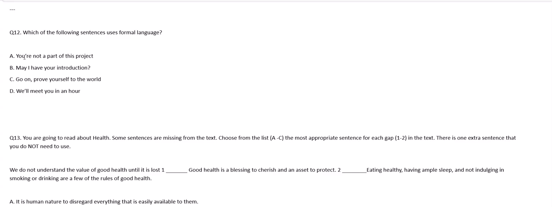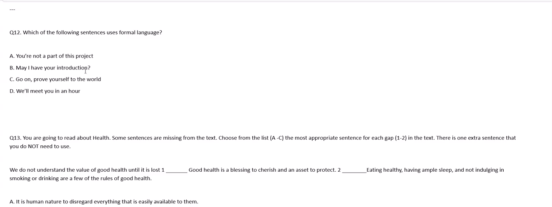This is a clue. For example, sentence A has a contraction, which means it is not formal language. Let's go through the four options. I will tell you why each is or is not a formal sentence. Let's go through option A. You aren't a part of this project. Here a contraction came, hence it is not formal language.